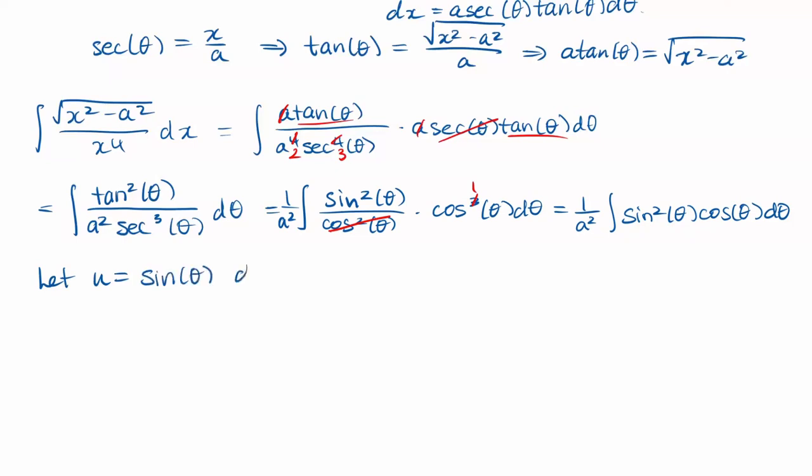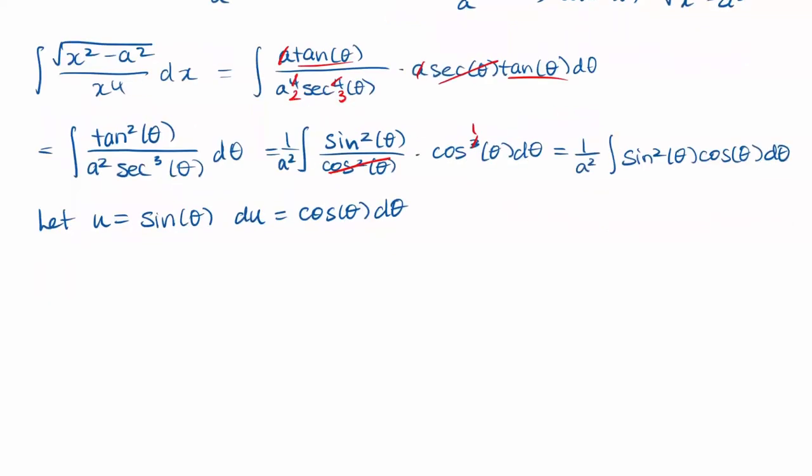So that means du is going to be cos theta d theta. And so now I have 1 divided by a squared multiplied by u squared. And the cos theta d theta is just going to be our du here. So evaluating this integral, we would just have 1 divided by a squared multiplied by 1 divided by 3 u cubed, and then plus c.